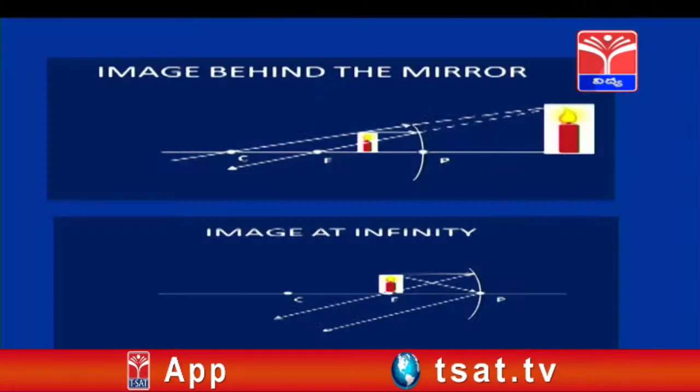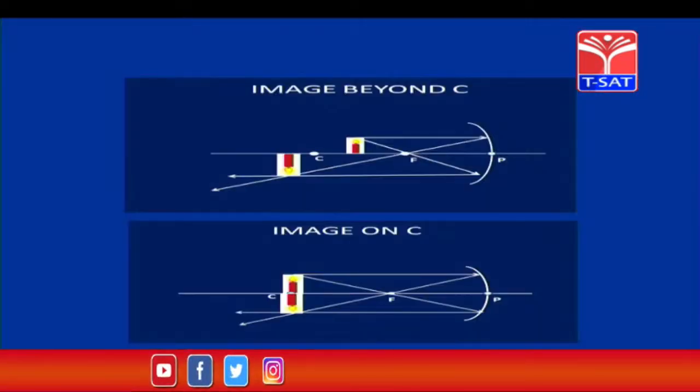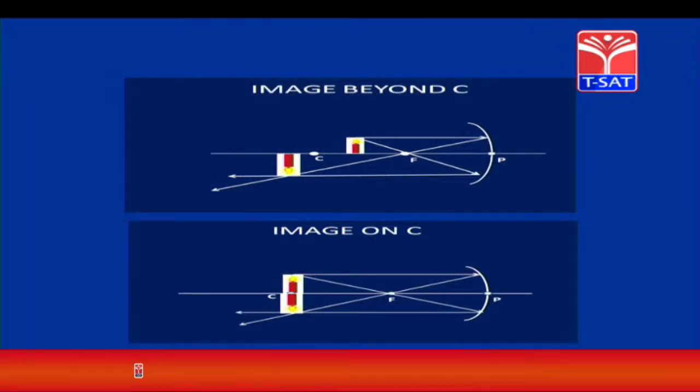Now, children, we moved on to the second position. In the second position, the object is at F, and the image is forming at infinity. Okay, children? The third position, moving the object farther away from the mirror. We have kept the object between the focus and the center of curvature, between F and C. So, where is the image forming, children? Yes, the image is forming beyond C. How is the image? Yes, the image is enlarged, inverted and it is a real image.